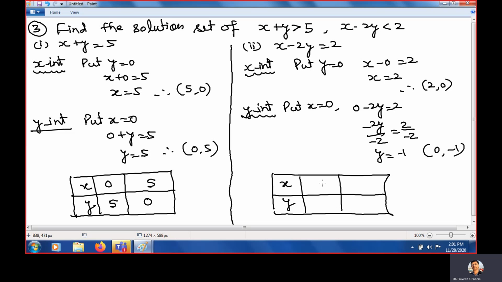X is 0, y is minus 1; y is 0, x is 2. So these are the x-intercept and y-intercept of the equations. Now we need to graph these two equations, meaning these two straight lines, on the xy plane.